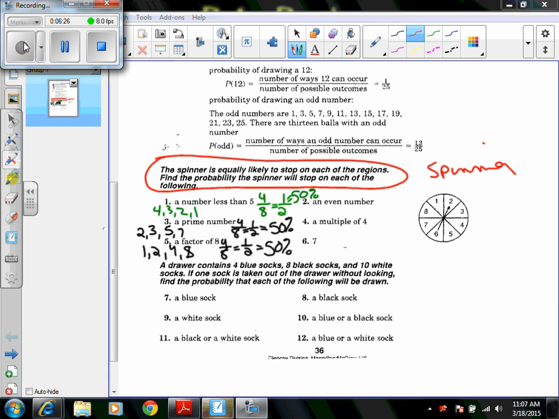All right, my chance of getting an even number, okay? My even numbers on the spinner are 2, 4, 6, 8. So again, I have a 4 out of 8 chance for getting an even number, which is also equal to 1/2, which is also equal to 50%.